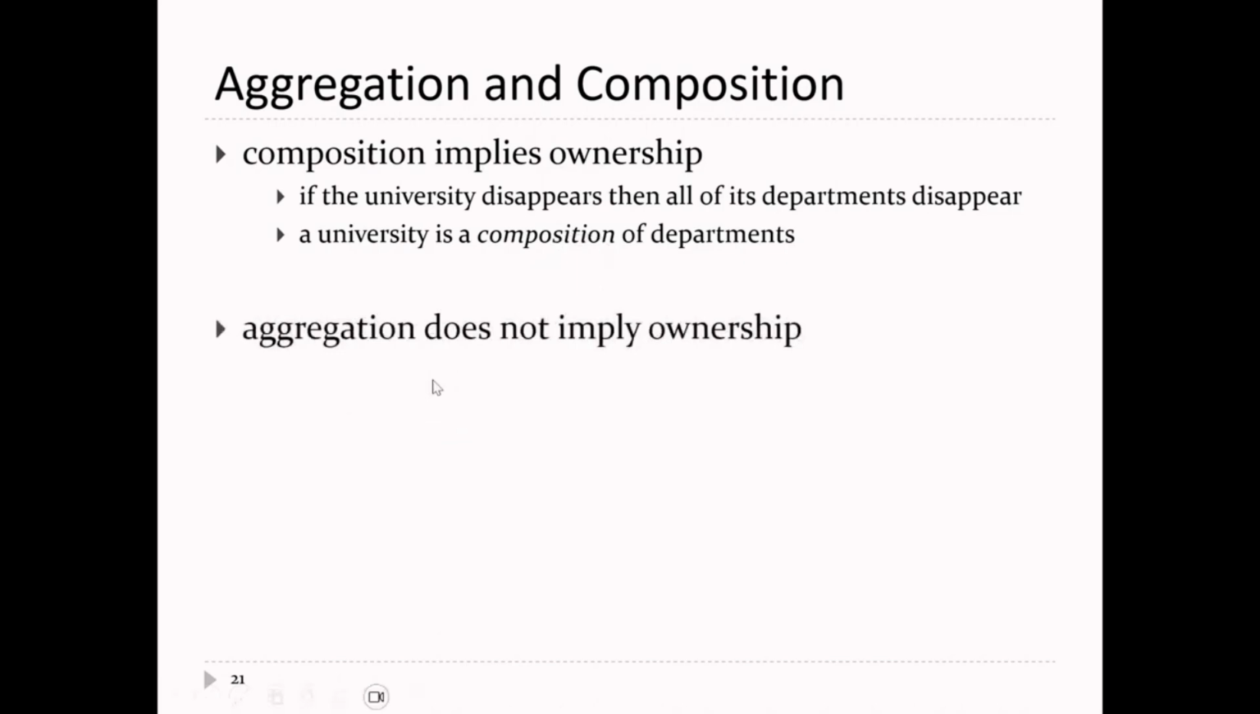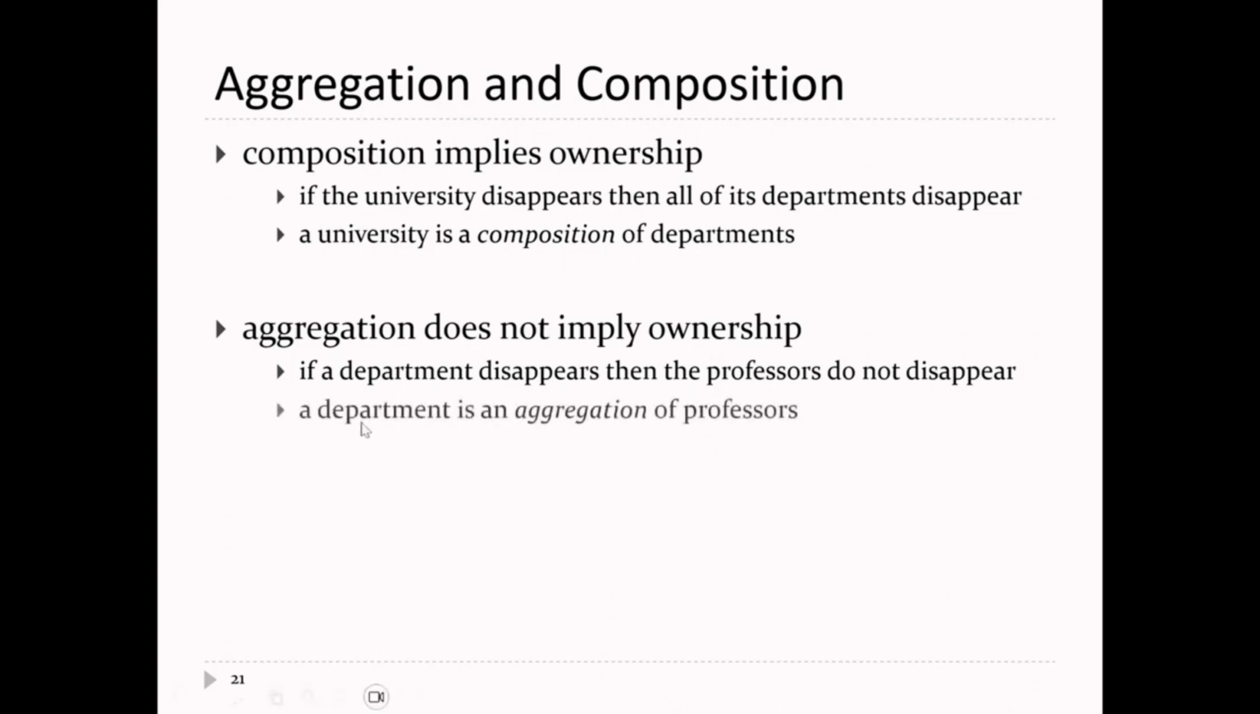Aggregation does not imply sole ownership. So if a department disappears, for example, suppose we decided to get rid of the School of Computing Science, it's not necessarily the case that the professors also disappear. In fact, it's almost certainly the case that the professors just go to other departments. So a professor can exist without the department, but a department cannot exist without the university. Professors can exist without a department, and so the department is an aggregation of professors.